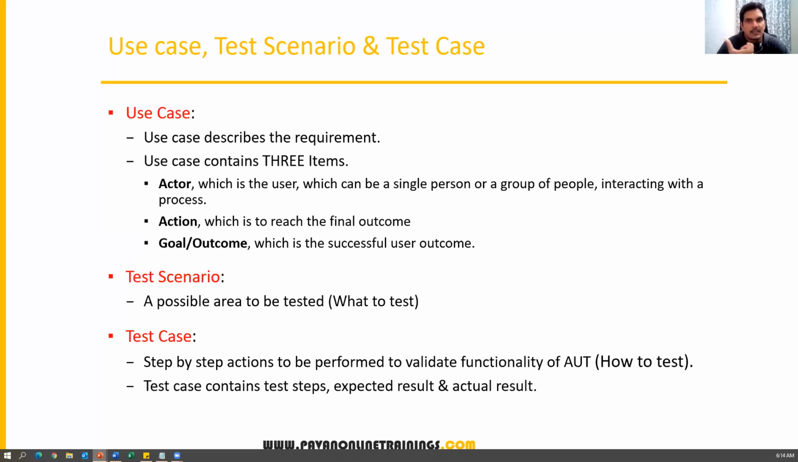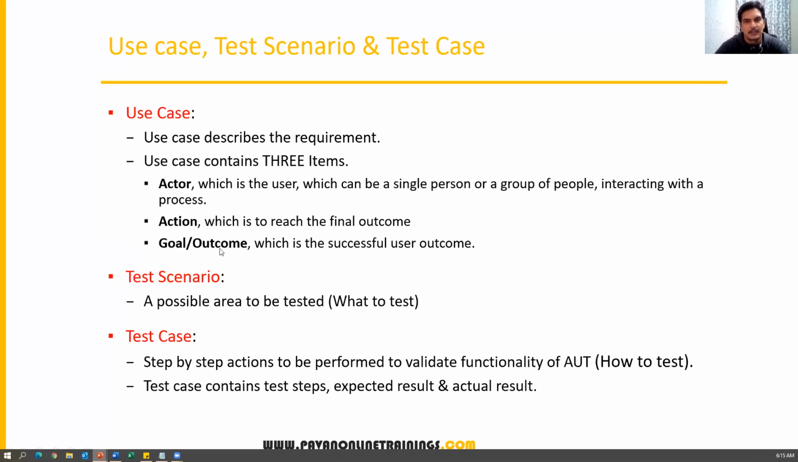So the use case seems like that. A use case is nothing but a kind of picture or data flow diagram by which we can understand the requirement more clearly. So that is a part of the requirement. Use cases are also specified in the FRS document along with the text. A use case describes the requirement, and in the picture itself they will specify three main things: actor, action, goal or outcome.